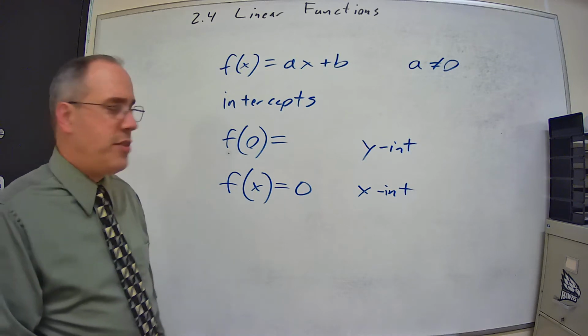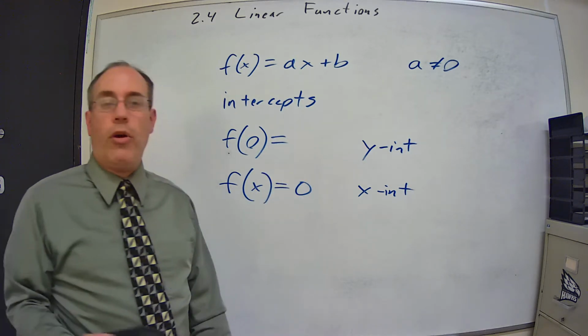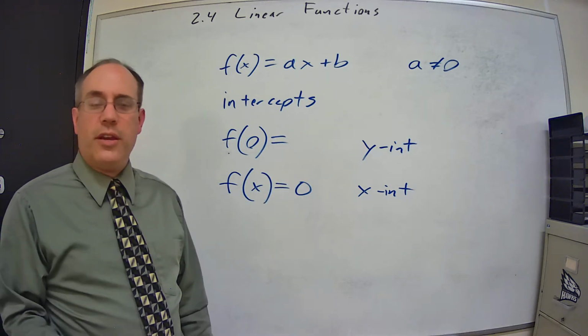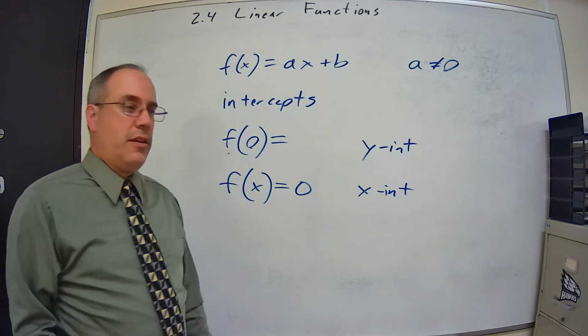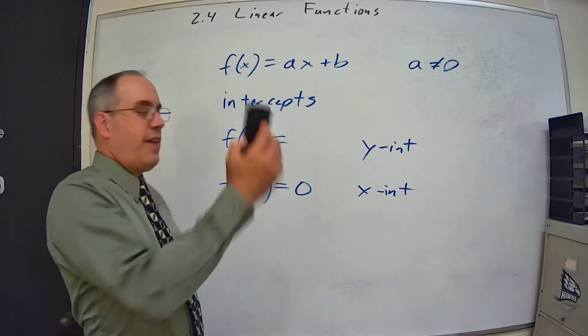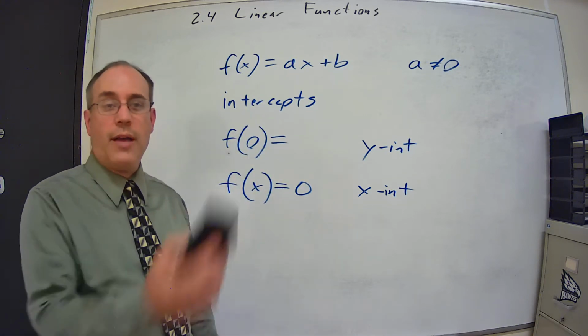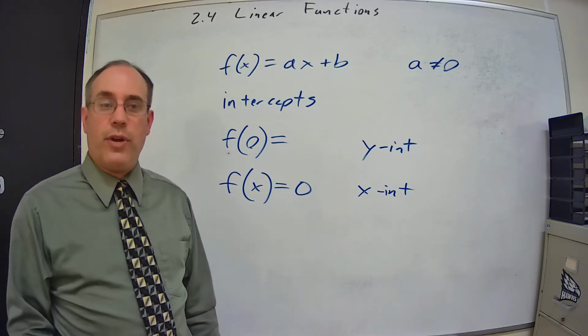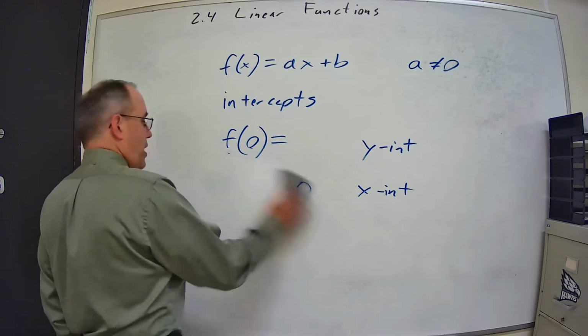Well, what happens if the intercepts happen to be the origin? Then that gives you 1 point, and you're going to need a second point. Choose some value of x and plug it in, or choose some value of y, plug it in, and find a second point on the line. So let's try this.